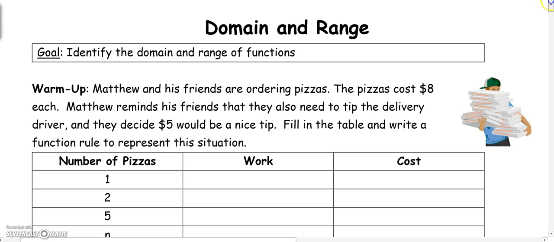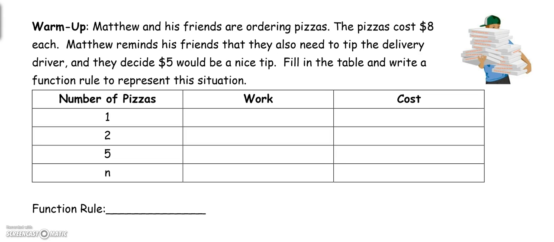So on my table, I'm going to order first one pizza. So I have to pay $8 for one pizza, plus I'm paying $5 for a tip. So I'm going to multiply first. 8 times 1 is 8, plus 5 gets me a cost of $13.